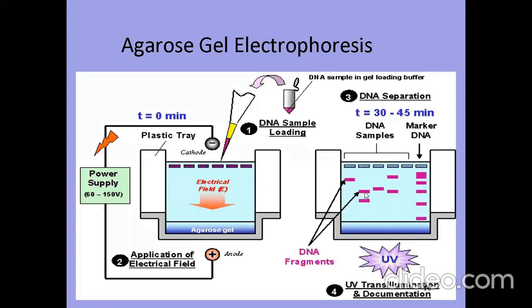These bands are visualized due to the intercalation of ethidium bromide. The ethidium bromide gives us the color, because it has been intercalated in the DNA. Otherwise, the DNA is colorless. If we don't add ethidium bromide, we couldn't observe the bands under UV light. The bands will not be visible.